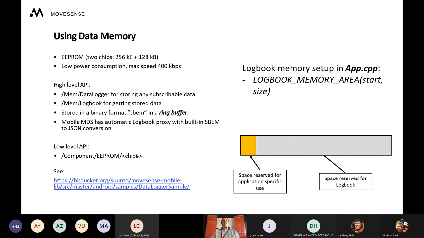Then to access the EEPROM memory at a low level, you have the component slash EEPROM, and as a path, you give it a chip ID number or chip number. And that way you can allocate in a memory setup. On the right side, you see the logbook memory setup in AppCPP. You define which address it starts at and how many bytes it will have. So if you want to save, let's say, 256 bytes in the beginning for your own application data, you can do that, put the logbook memory starting from 256, and then have the size 384 kilos minus 256. And that way you can access some part of the memory with the EEPROM. You can access all the parts of the memory over the component EEPROM anyways, just have to remember that the logbook will override some portion of it.